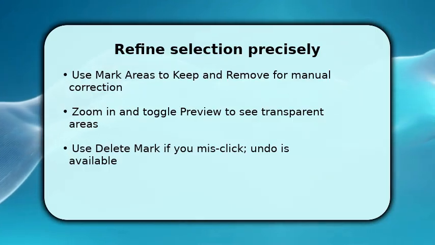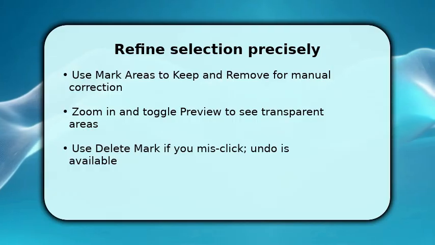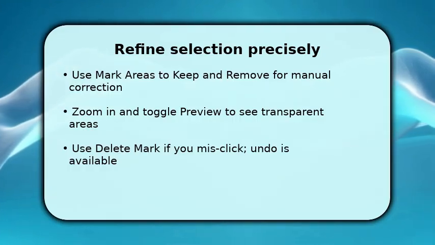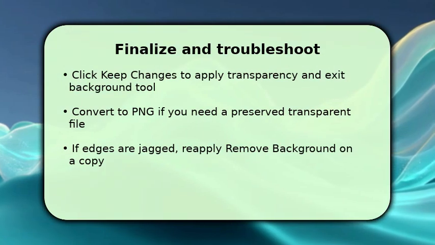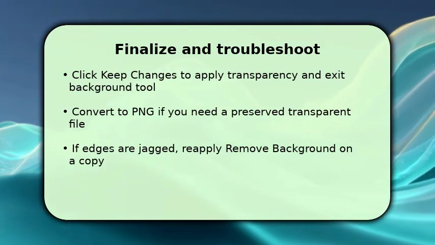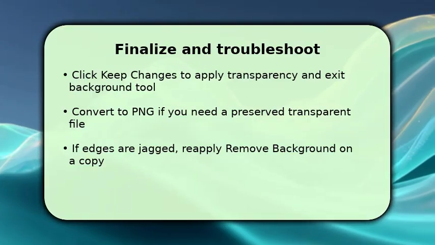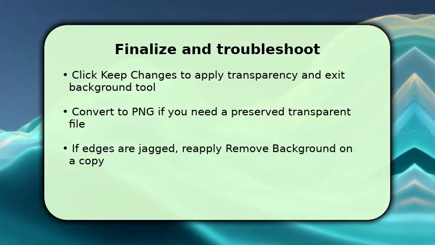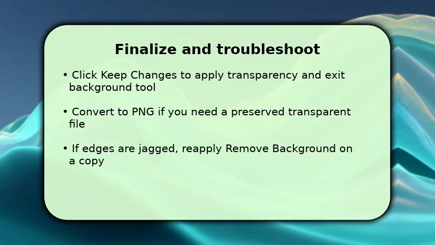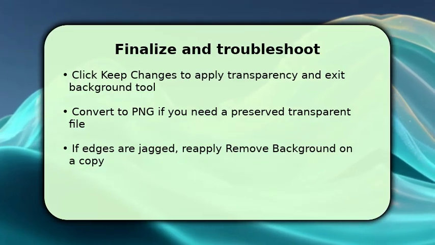As you refine, toggle the preview so you can compare the cleaned image to the original and adjust until edges look natural. When satisfied, click Keep Changes to make the background transparent and exit the tool. This commits the mask so you can move or layer the image. To preserve transparency outside Excel, right-click, Save as Picture, and choose PNG format.